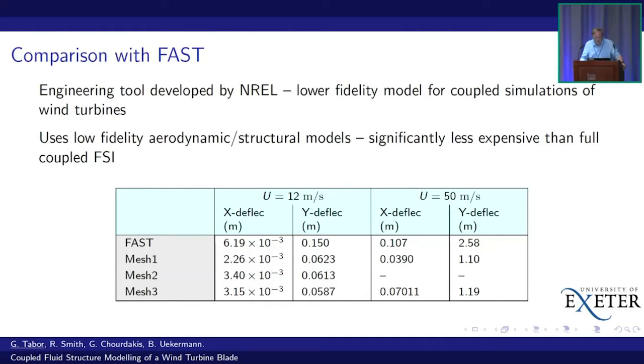So future work is to do some measurements to do the comparison, but at the moment what we have is comparison with FAST, or possibly OpenFAST. This is a tool developed by NREL in America. And it's a lower fidelity wind turbine design code developed using technologies such as actuator line modeling and beam deflection. It's extensively used in wind turbine calculations, but it's a lower fidelity model.